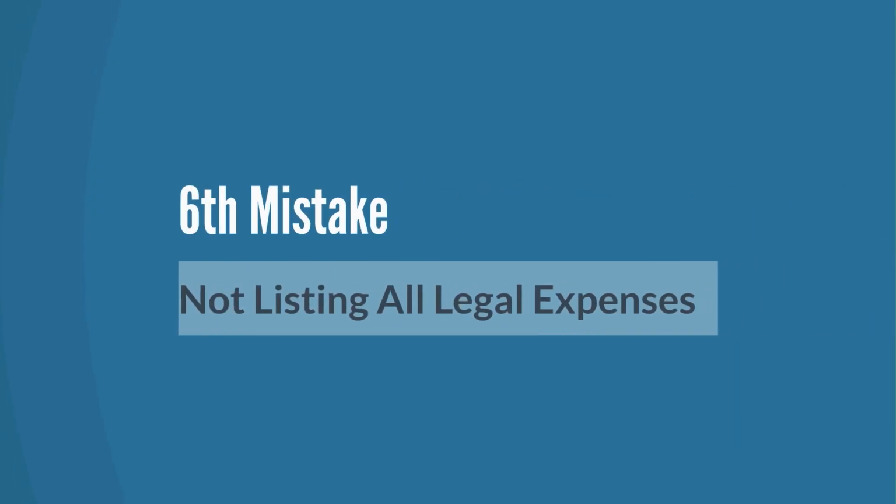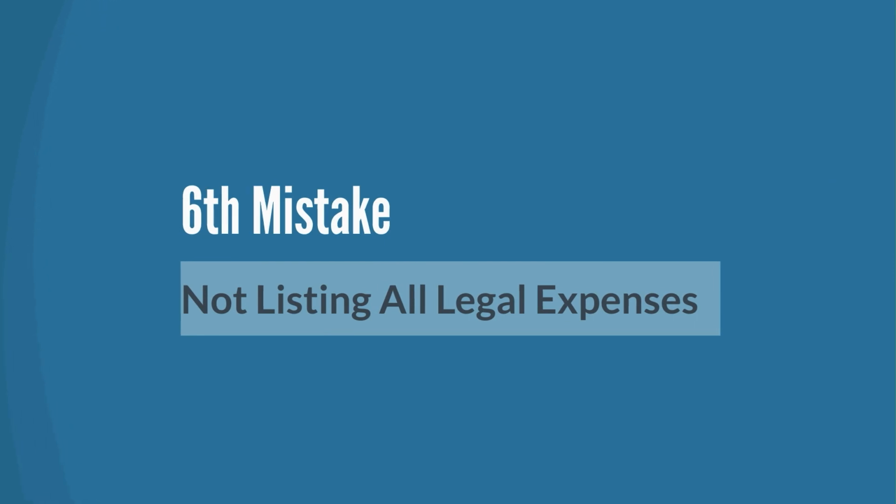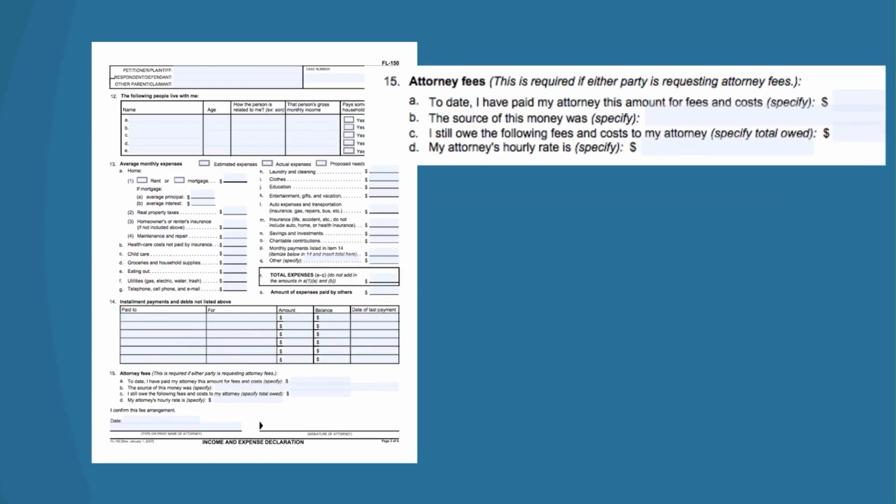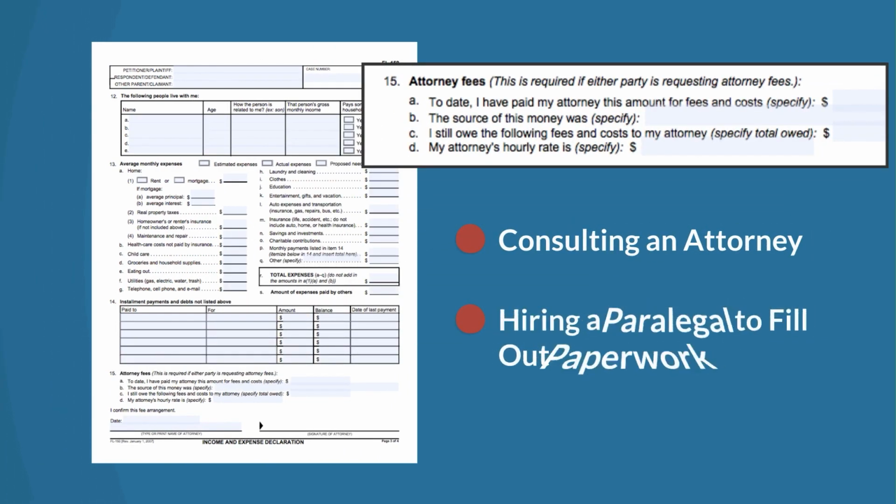The 6th mistake that people make on their income and expense declaration is not listing all their legal expenses. Let me explain. If you're self-represented, you still want to list all the legal expenses you have incurred, such as consulting with an attorney or hiring a paralegal to fill out paperwork.